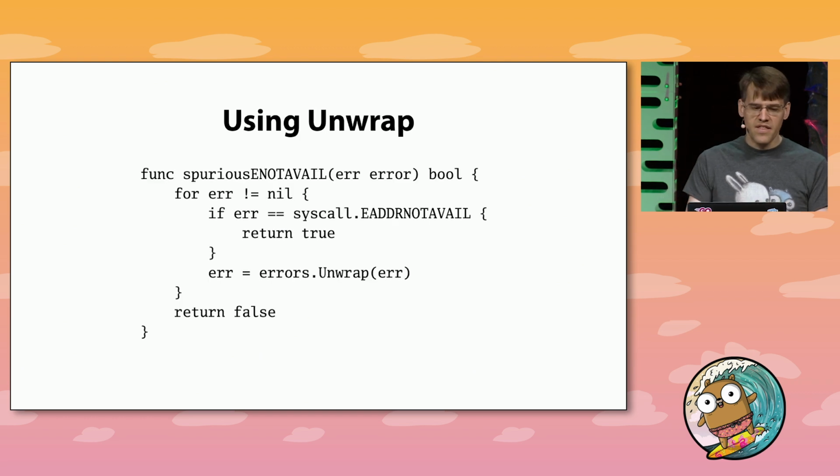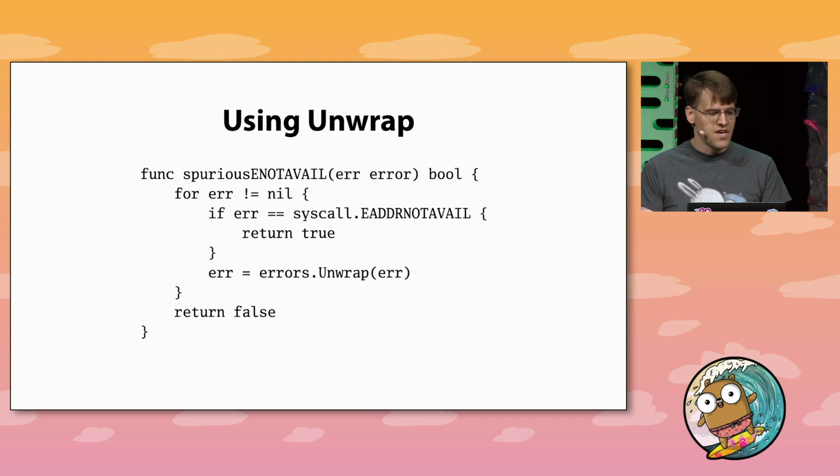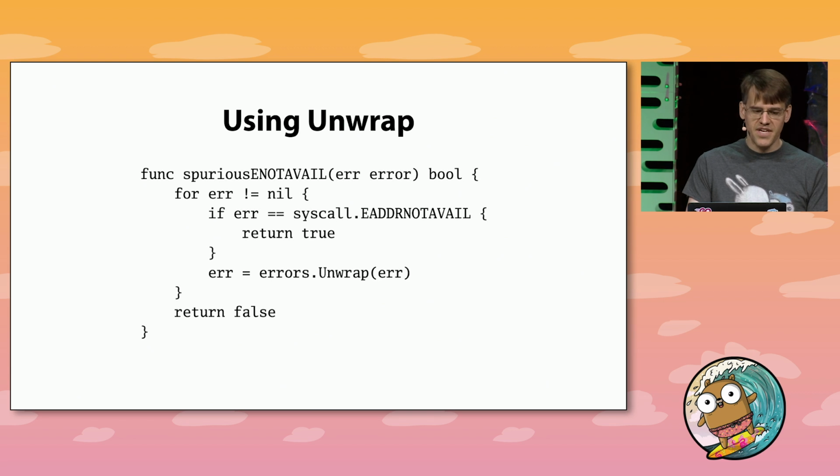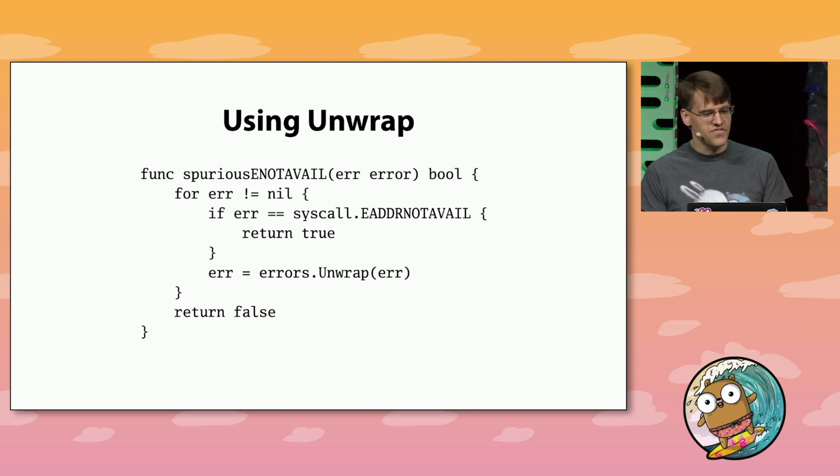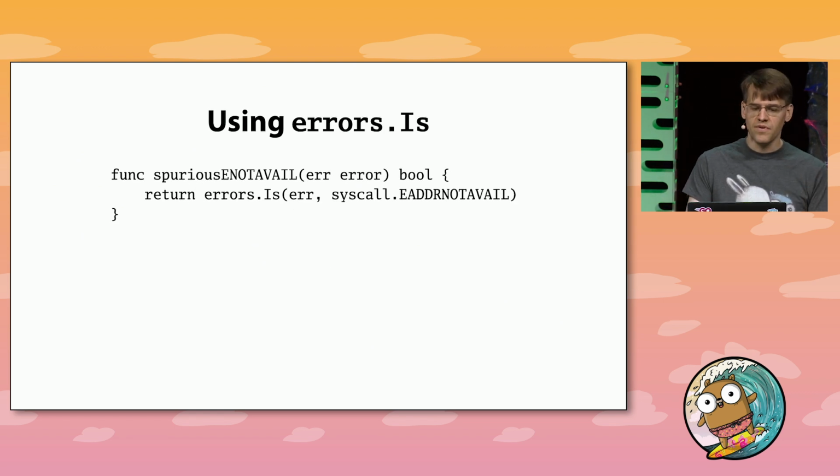And so we can use the Unwrap method and the Unwrap helper function to write a simpler, more general, spurious EADDRNOTAVAIL check. Instead of looking for specific implementations like net.OpError, we can loop, calling Unwrap to remove context until either we reach EADDRNOTAVAIL or there's no error left. This loop is so common, though, that Go 1.13 defines a second function, errors.Is, that repeatedly unwraps an error looking for a specific target. So we can replace the entire loop with a single call to errors.Is. At that point, we probably wouldn't even define this function. It would be simpler to call errors.Is directly at the call sites.